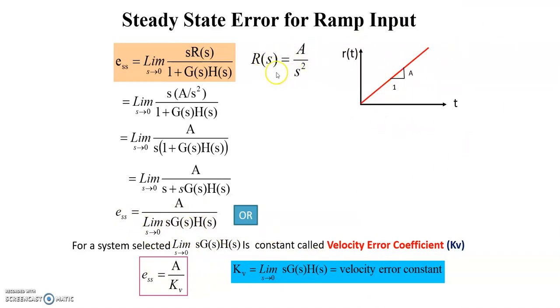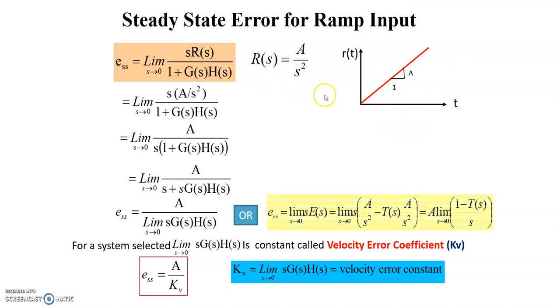The corresponding Laplace value is A by s square. So ESS is equal to limit s tends to 0 of s into E of s, which is limit s tends to 0 of s into A by s square minus T of s into A by s square. A is common for these two terms, you can take it outside: A into limit s tends to 0 of (1 minus T of s) by s.